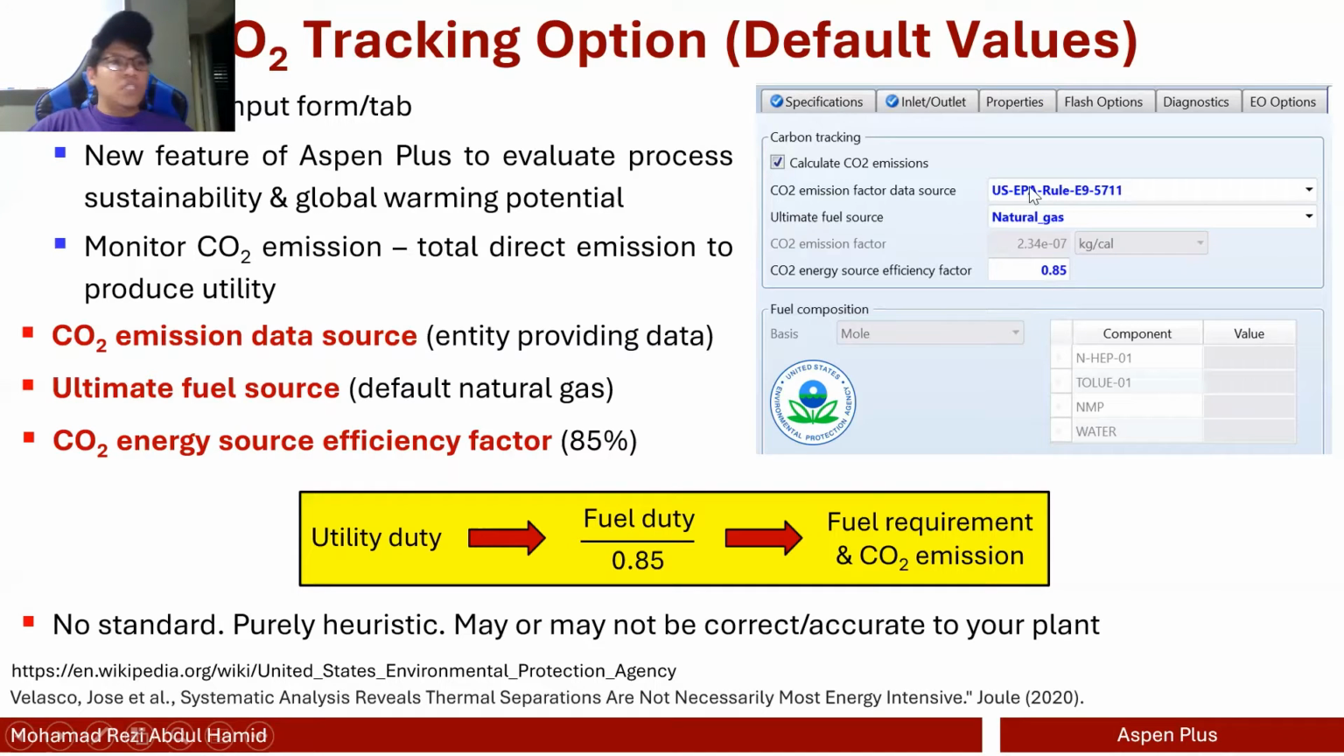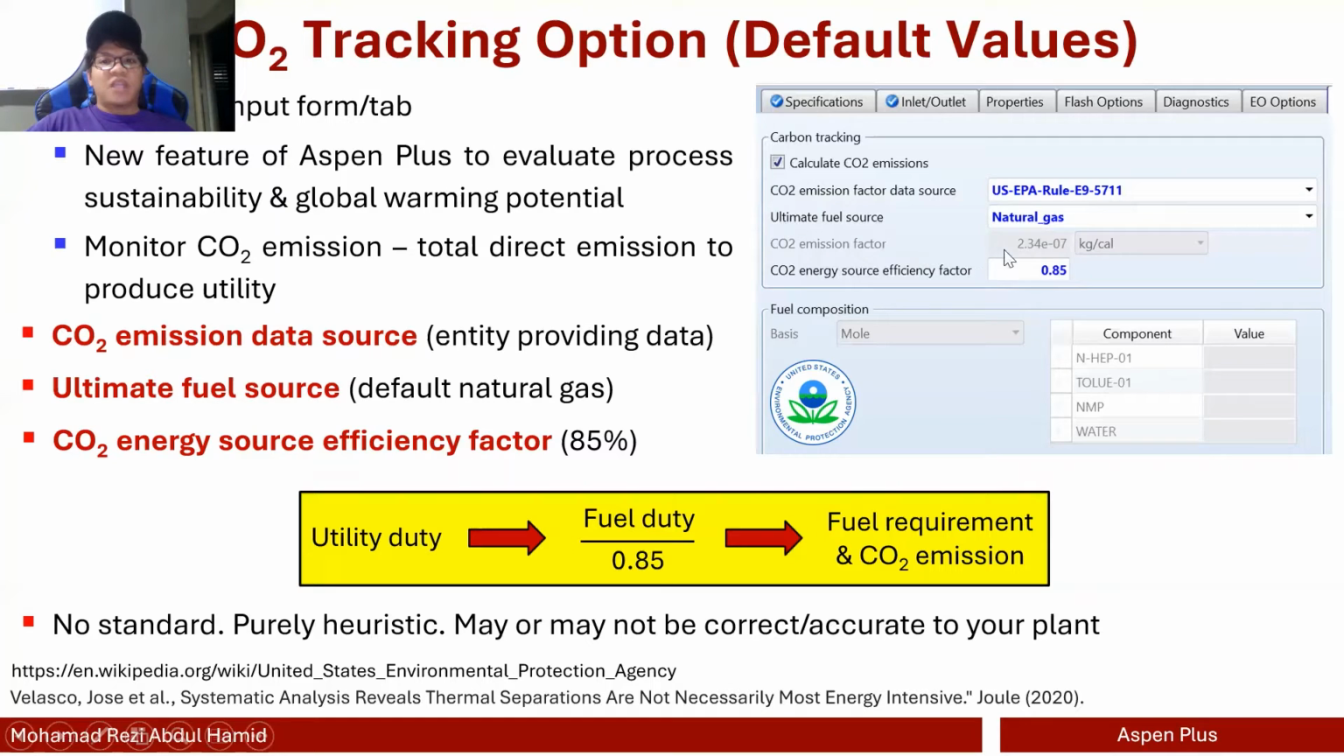There are 4 options. I think you have a user-defined option where you have to specify your own. And then here, the default one is the US EPA database, and you also have a European Union database. So it's up to you whether you want to use your own data or use the database of Aspen Plus. The ultimate fuel source here is, as I said, the fuel that you use to generate your utility. The default one was natural gas.